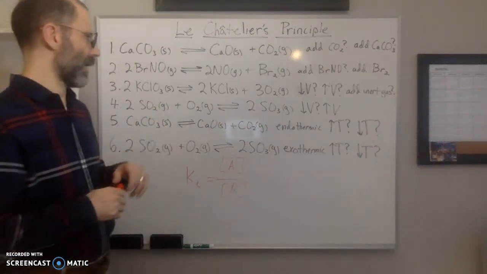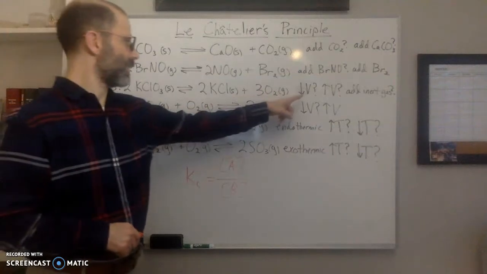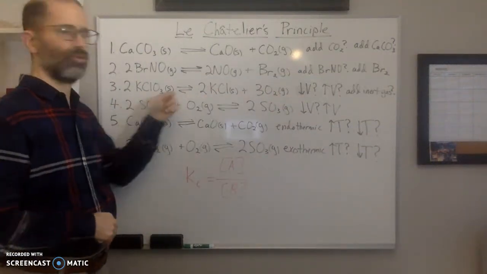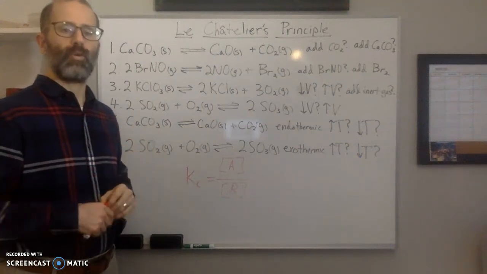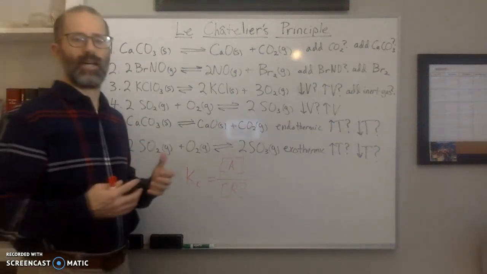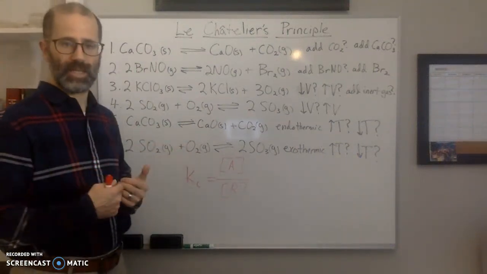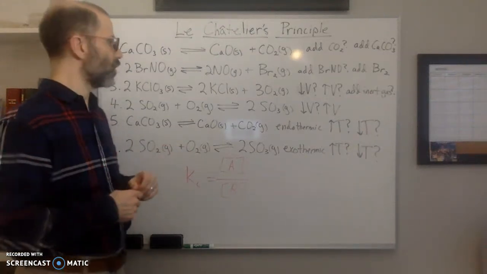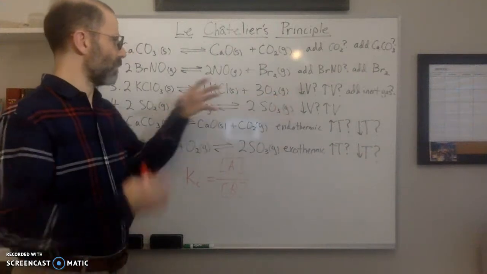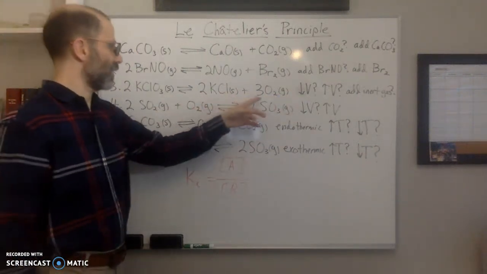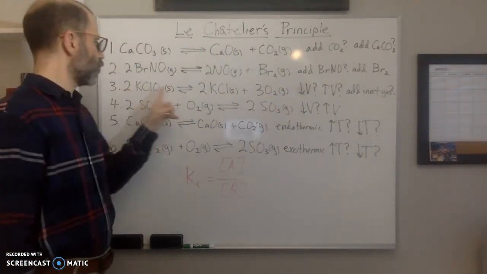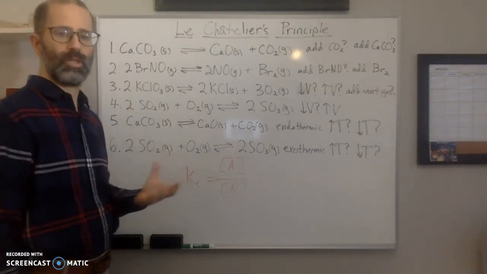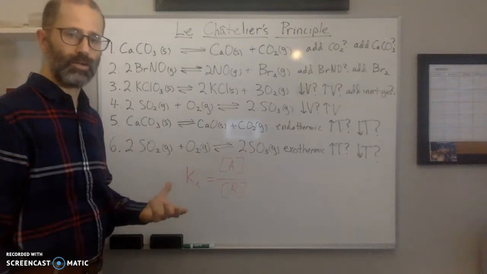So if I decrease volume, pressure goes up, and then the system is going to want to release that pressure. The way that it can do that is by decreasing the number of particles involved in collisions. So if I decrease the volume, I'm increasing pressure, and in order to decrease pressure, I have to shift to the side with fewer moles. Fewer moles means fewer particles.